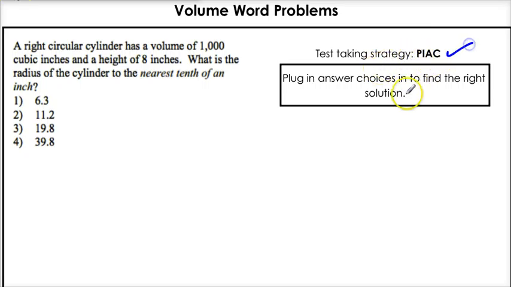That's true. But I don't think students do it as much as they should, because there's a lot of times that I've seen students who could do it, but they didn't. So I want to directly make a strategy here. It's called plugging in answer choices. And we're going to use that to solve this question.